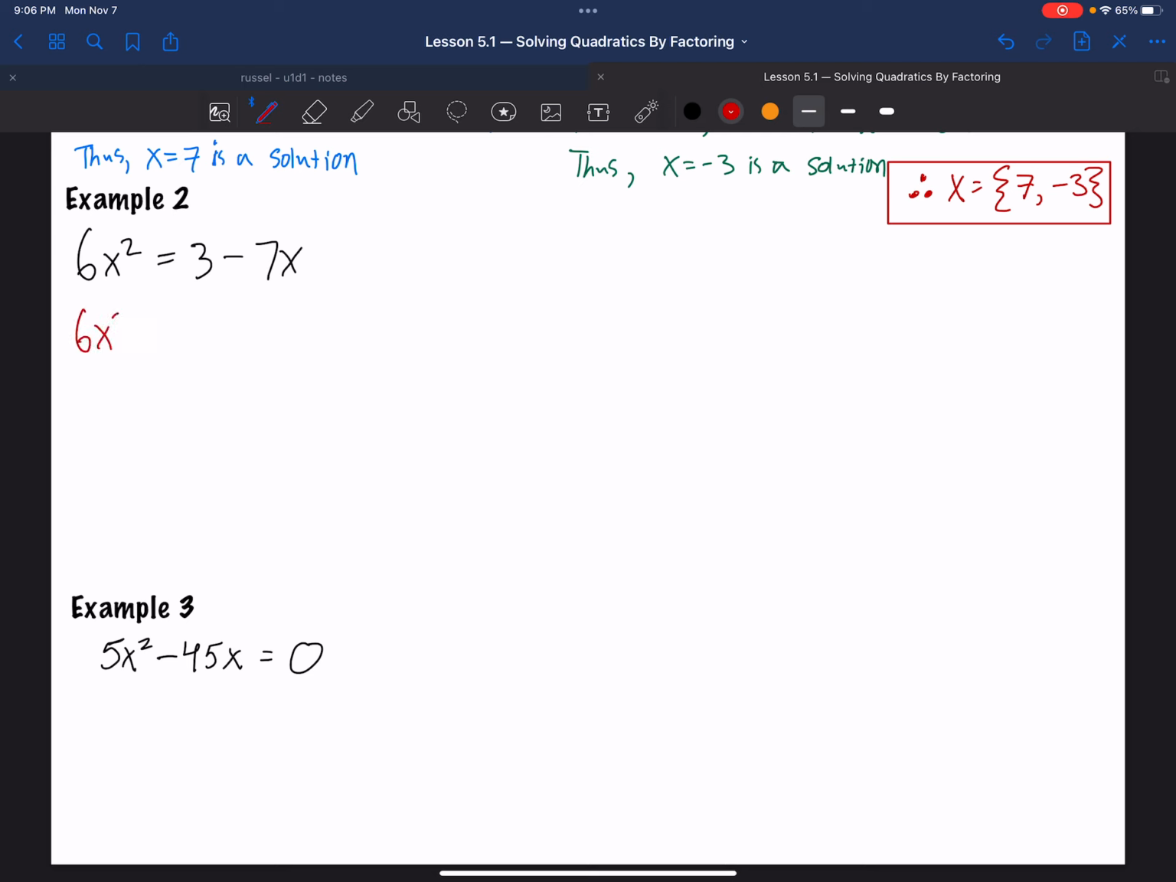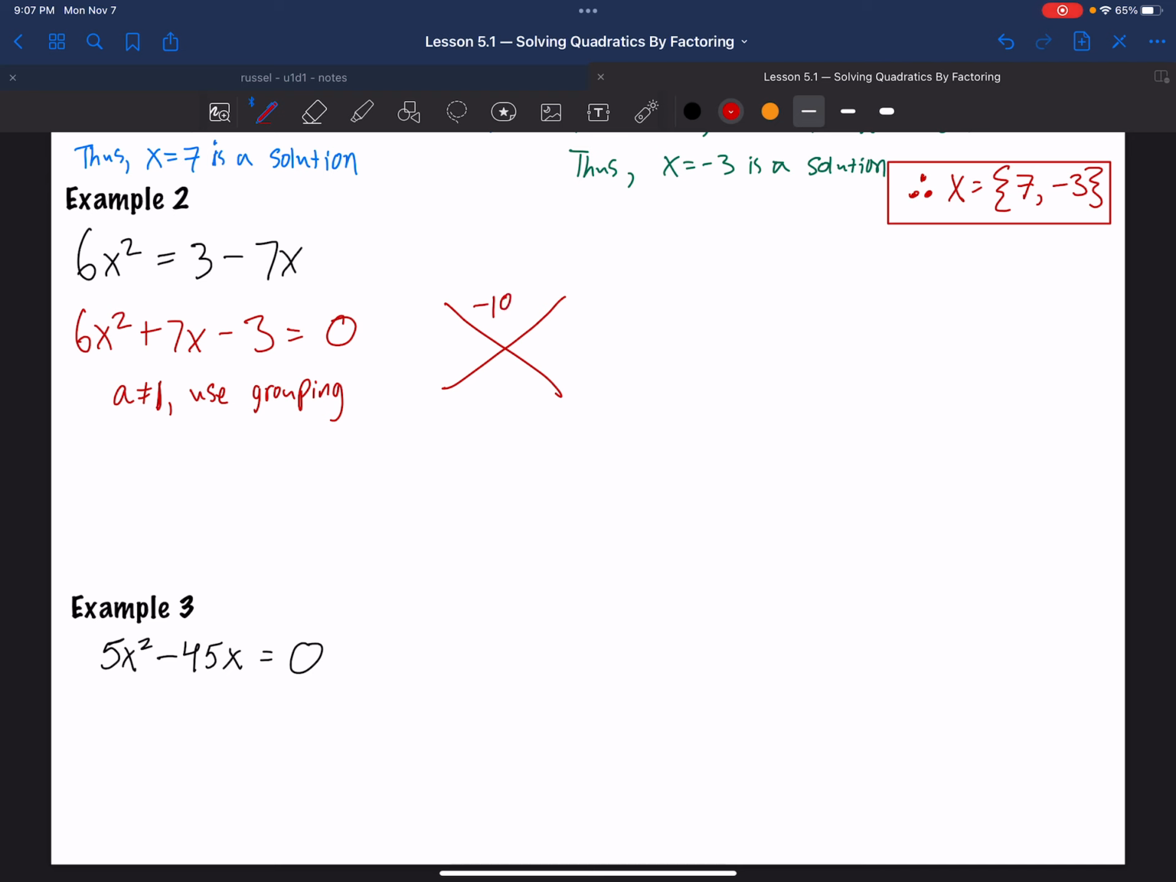I'm going to say 6x squared. I'm going to add 7x to the other side, and then subtract 3 to the other side, and this equals 0. Now, a does not equal 1, right? So a not equal 1. So use grouping. That's what we're going to do. So we're going to do little cross puzzle.